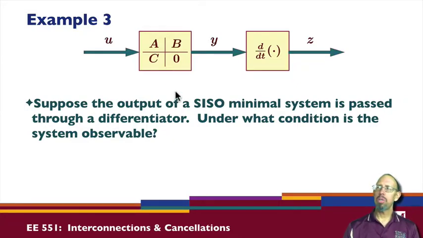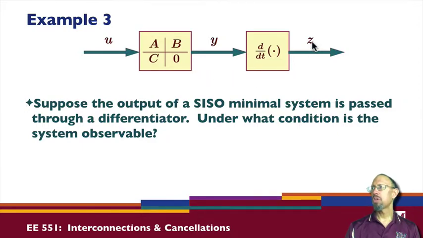All right, here's another example. I have a system, and the output is going into a differentiator, and then I'm going to look at the output. My overall output becomes the output of this derivative. Okay, so suppose the output of a single-input, single-output minimal system. So I'm assuming this is minimal, and I have a D that's 0. Suppose this is passed through a differentiator. Under what condition is this overall system now observable?